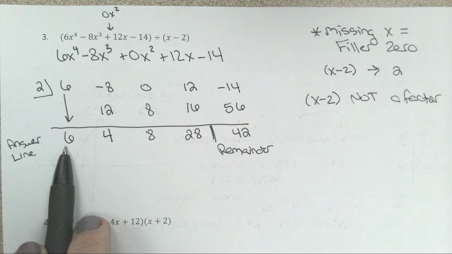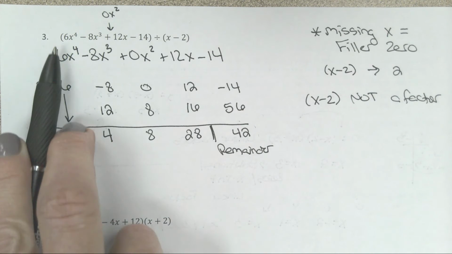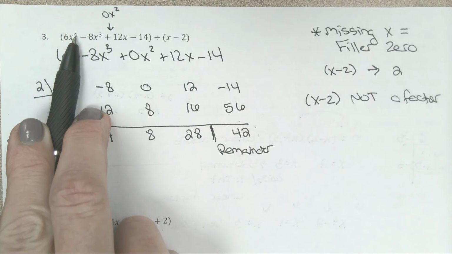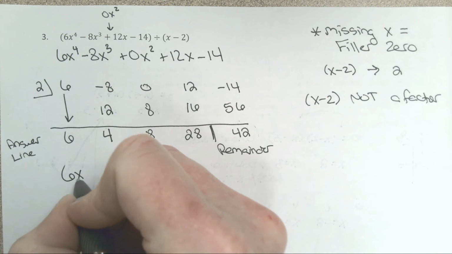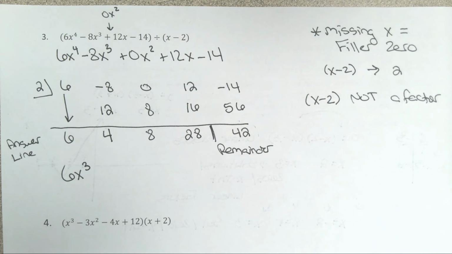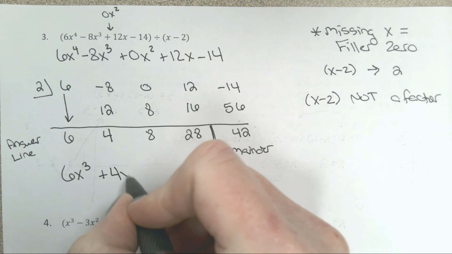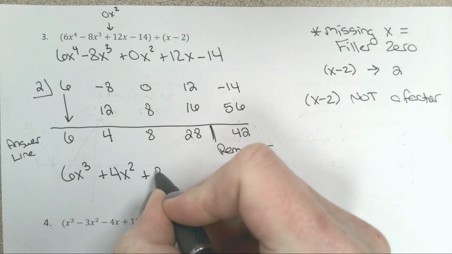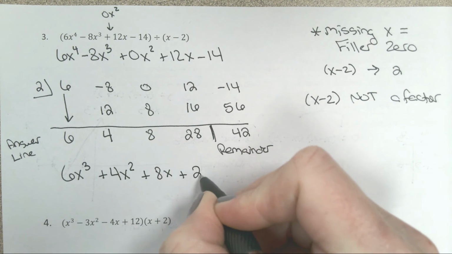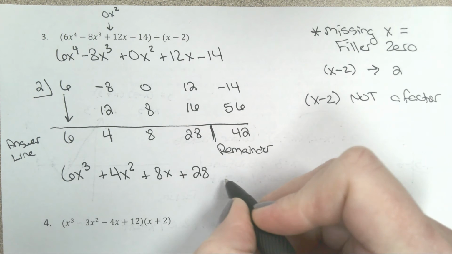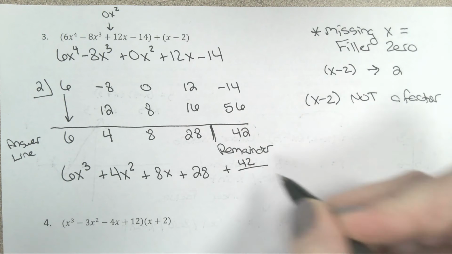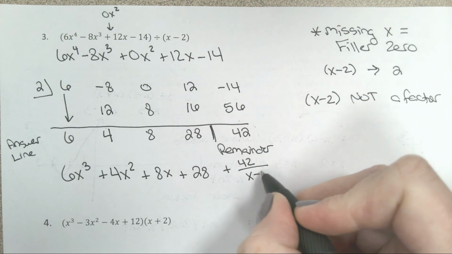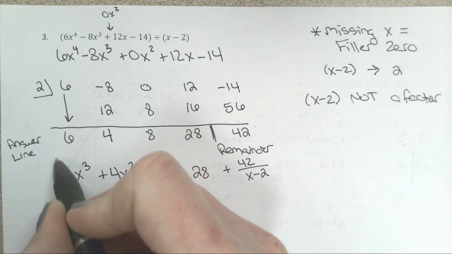So when I divide, I put my variables back in, starting 1 degree less than my original. So I start off with an x to the 4th. My answer starts x to the 3rd, and then it goes in decreasing order. Plus 4x squared, plus 8x, plus 28. I have a remainder of 42, so I write that as plus 42 over x minus 2.